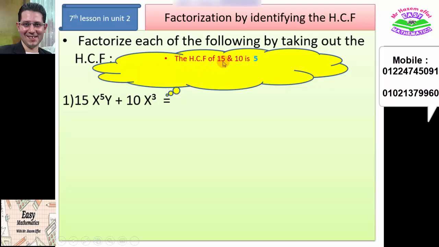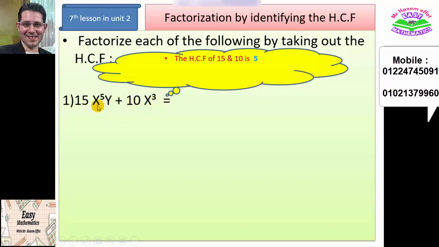The H.C.F. here of 15 and 10 will be 5. Both of them are divisible by 5, and 5 will be the highest common factor of both numbers 15 and 10. And when we want to find the H.C.F. of x power 5, y and x power 3, we take the repeated symbol with the smallest power.